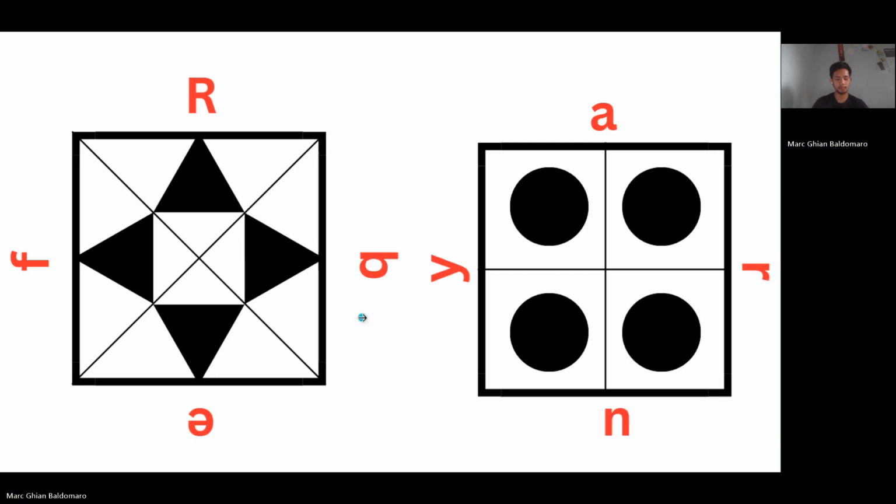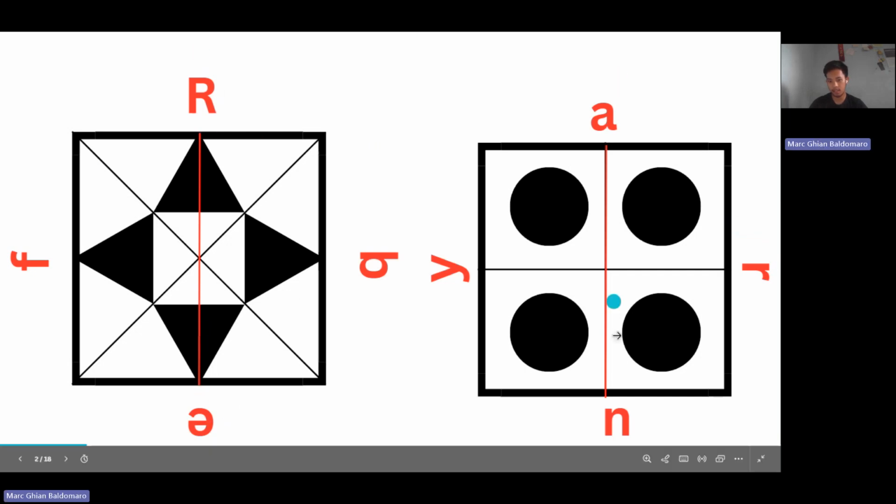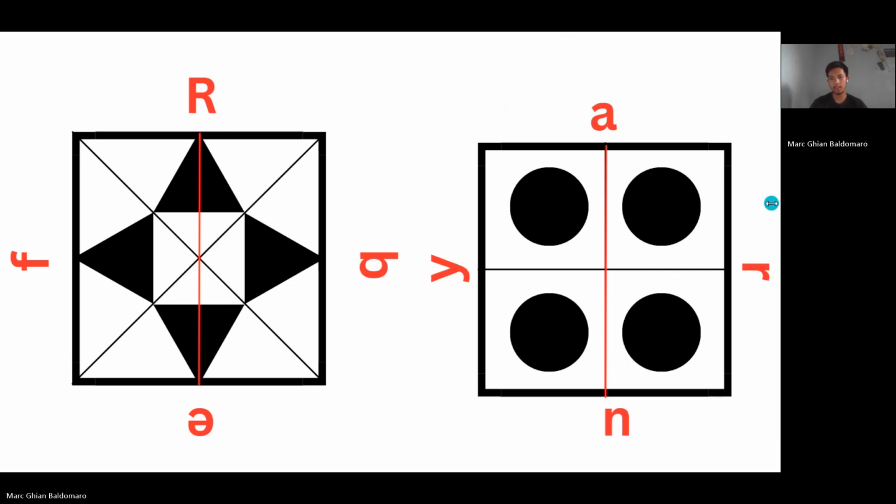Okay. So here are the lines of symmetry. As you can see, there. This is one. This is two. Next, this is three. This is four. This is five. This is six. You can see six. This is seven. And this is eight.